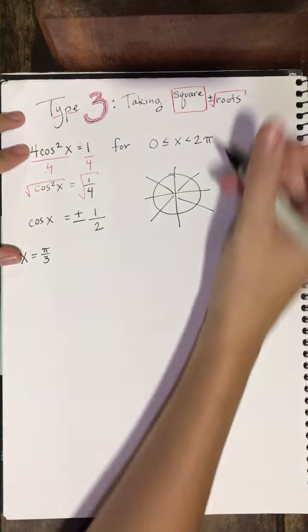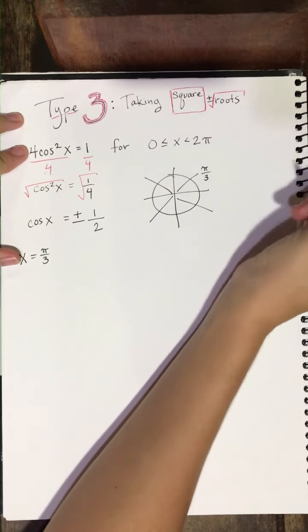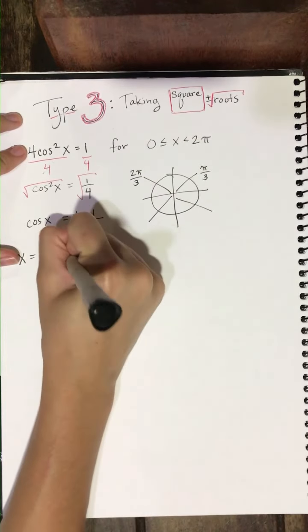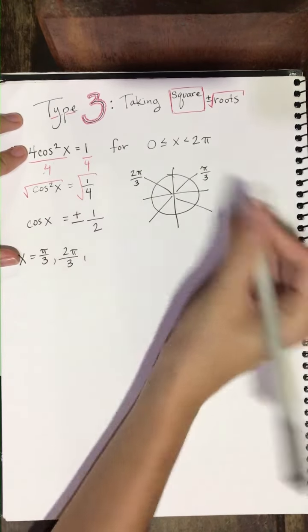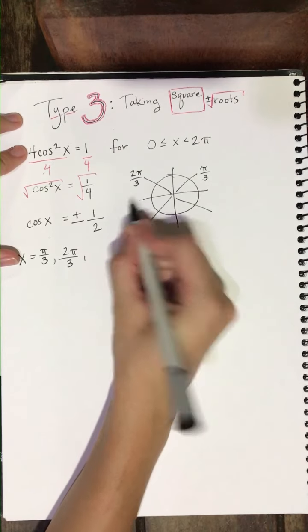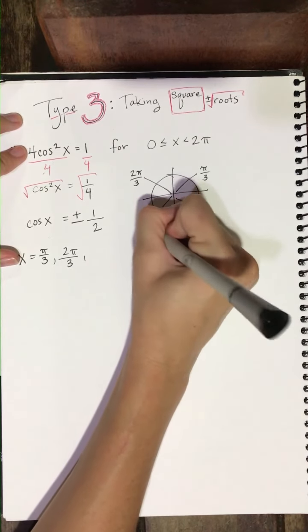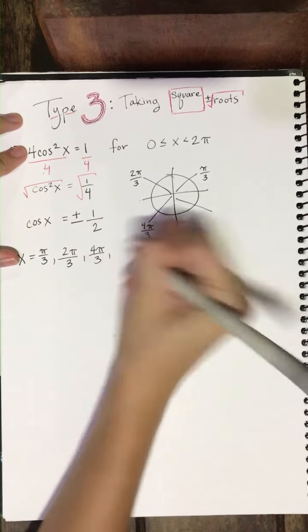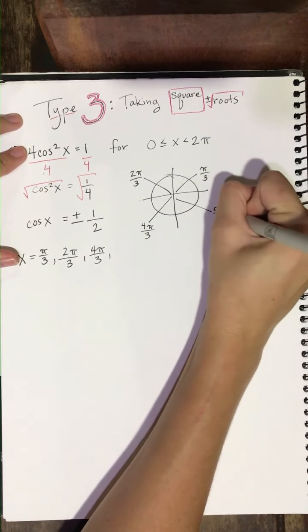Pi over 3 is just 1. Here we've got pi over 3. Then we got 2 pi over 3. There's my other solution. 3 pi over 3 would put me here. So then I go on to 4 pi over 3. And 5 pi over 3 is my last one.